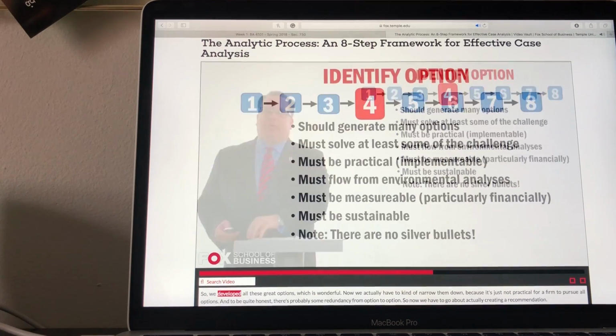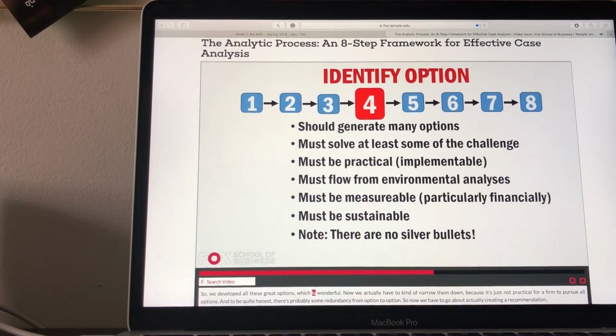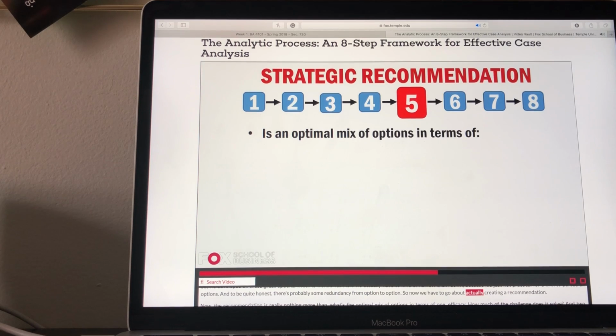So we developed all these great options, which is wonderful. Now we actually have to narrow them down because it's just not practical for a firm to pursue all options. And to be quite honest, there's probably some redundancy from option to option. So now we have to go about actually creating a recommendation.